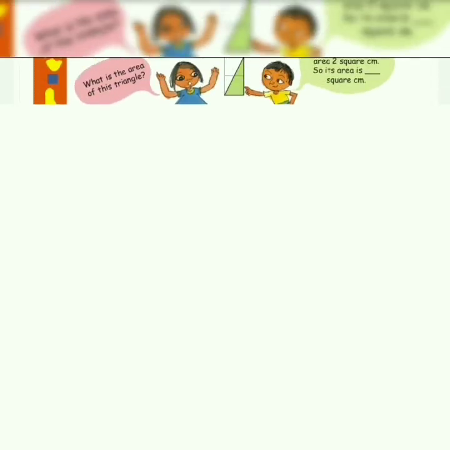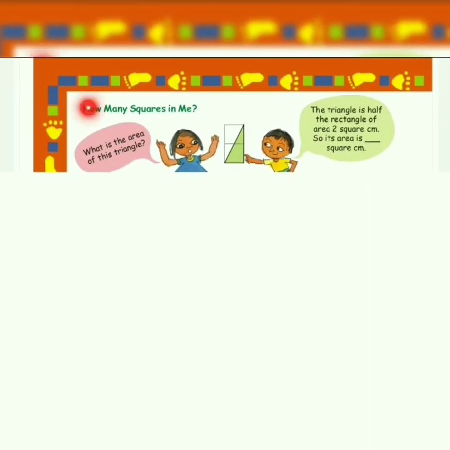Okay, students, pay attention here. This is your question. How many squares in me? Two questions are given. What is the area of this triangle? The triangle is half the rectangle of area 2 square centimeter. So its area is dash centimeter. Means first we have to find out area of this green triangle, and second question here it is given that this rectangle is of 2 square centimeter.